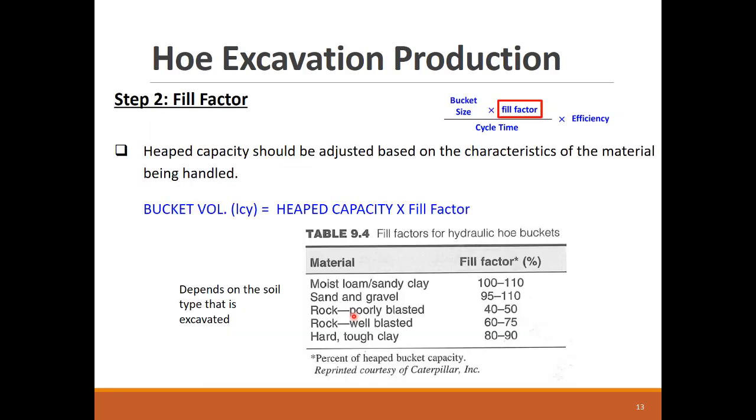The next step is to adjust the heaped capacity by a fill factor to account for the impact of the soil type on completely or partially filling the bucket. The highest fill factor is for moist loam and sandy clay, due to its loose nature, which fills the bucket and at the same time has more heap than other soils. The lowest fill factor is for hard clay, which fills around 85% of the bucket heaped volume.